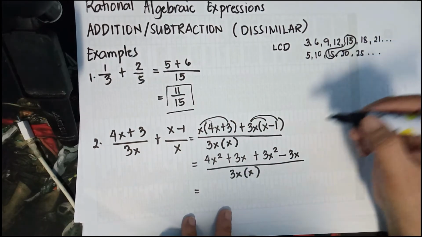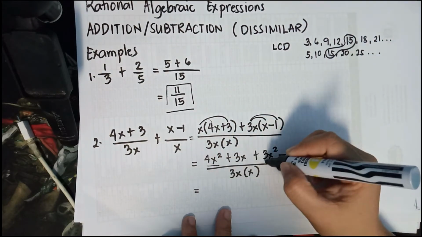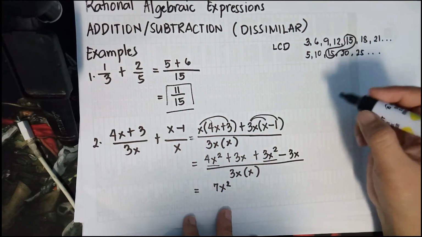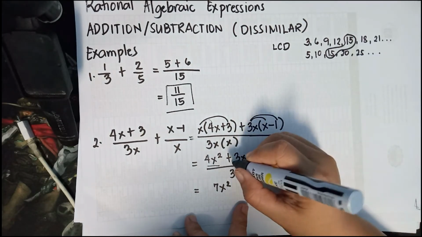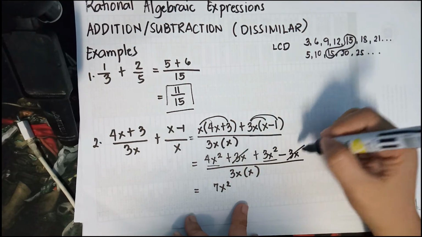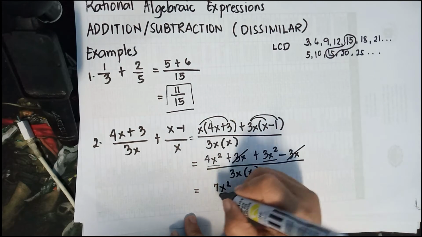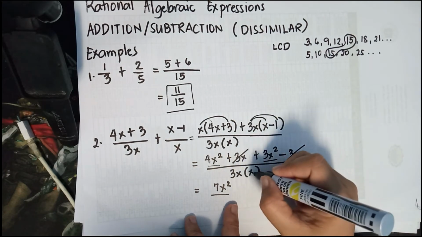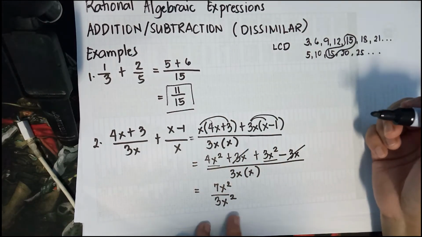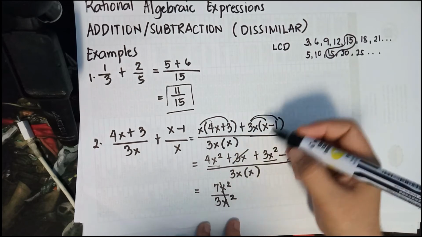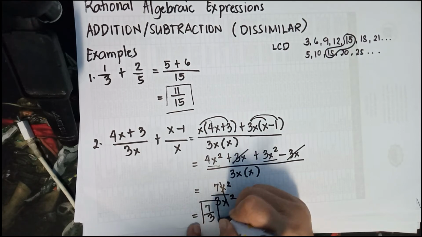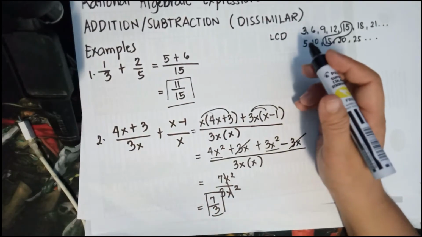Next, combine like terms. We have 4x squared and 3x squared will become 7x squared. Next, cancel out, because 3x minus 3x is 0. And we have 3x times x is 3x squared. Since common between the two is x squared, cancel out, and our final answer is 7/3. That is our final answer.